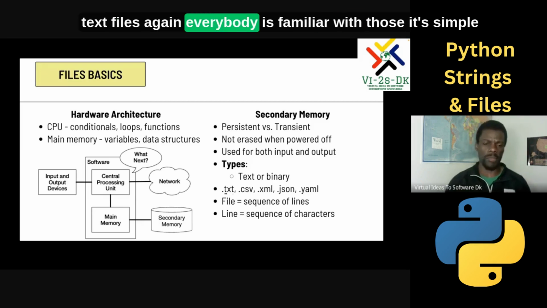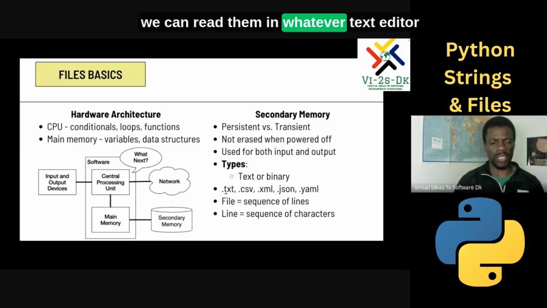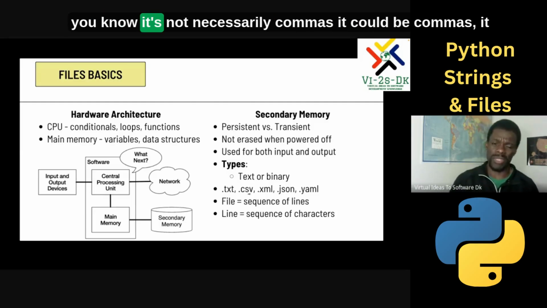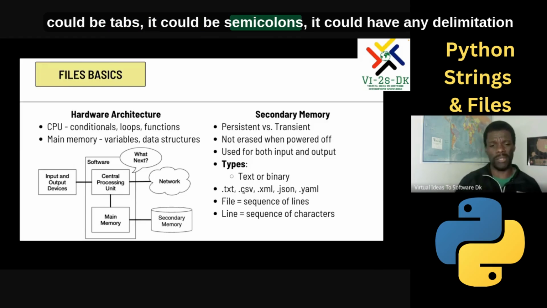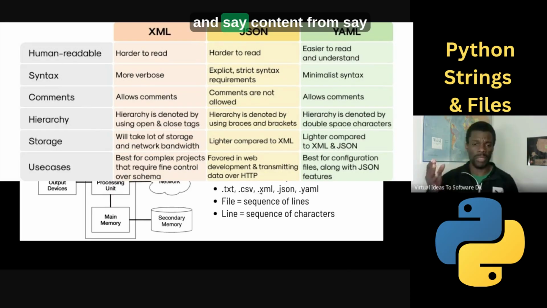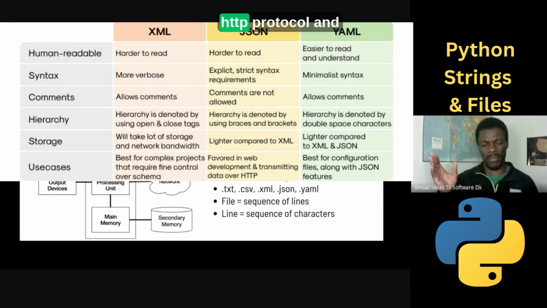So text files, again, everybody's familiar with those. It's simple. We can read them in whatever text editor. CSV stands for comma-separated values. We also have tabs. It's not necessarily commas. It could be commas, it could be tabs, it could be semicolons. It could have any delimiter that you need. XML is mostly used for the web, to transfer information over, say, the HTTP protocol.